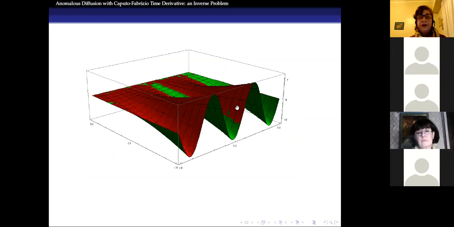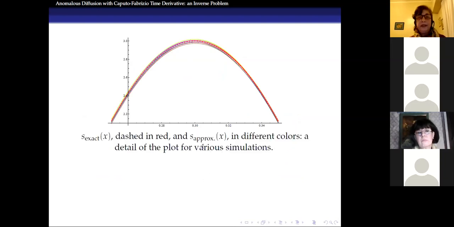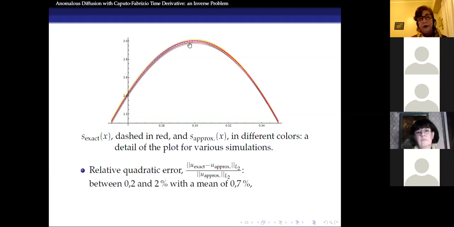This is the concentration in red, the exact concentration, and in green, the approximation, which is very good too. And here we have a detail after various simulations. The approximation was very good. We calculated the quadratic error here, and for 50 simulations it was between 2% and 0.7%.